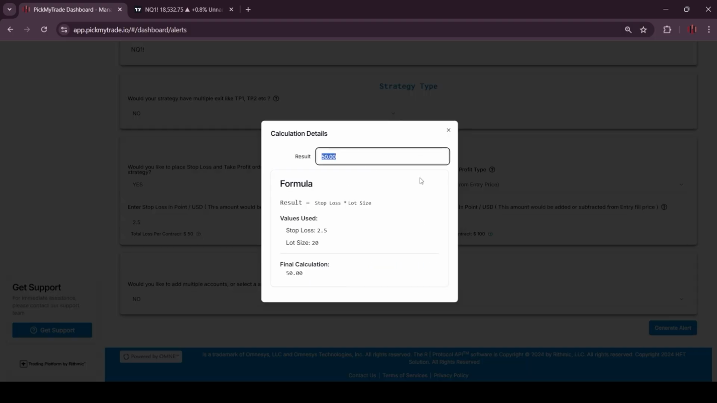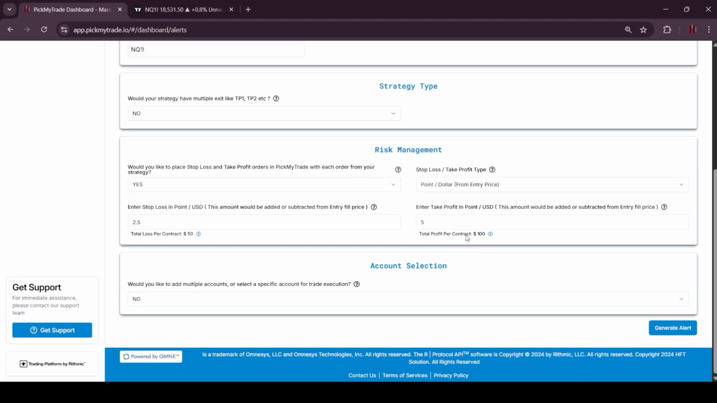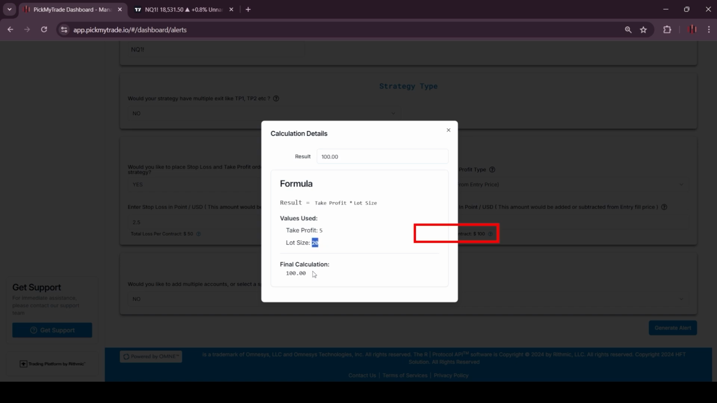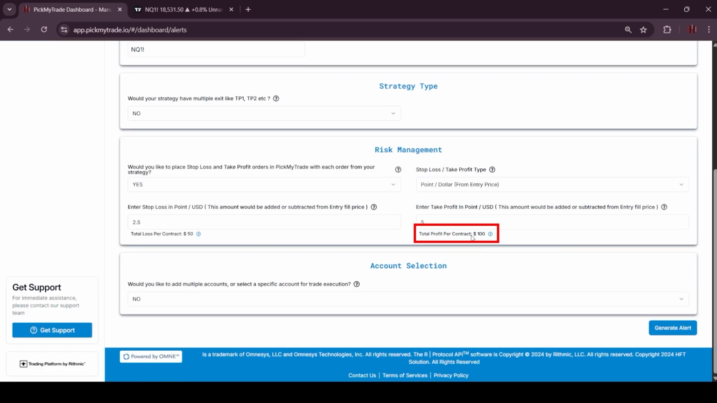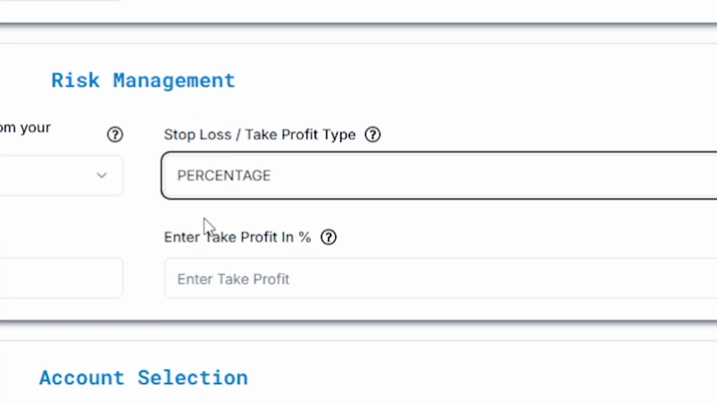When you click on this question mark here, you can see the calculations. Similarly, if I want to set a take profit of $100, I will keep it as 5. And here you can see the total profit for one contract is $100. Now let's move to the next part, percentage.